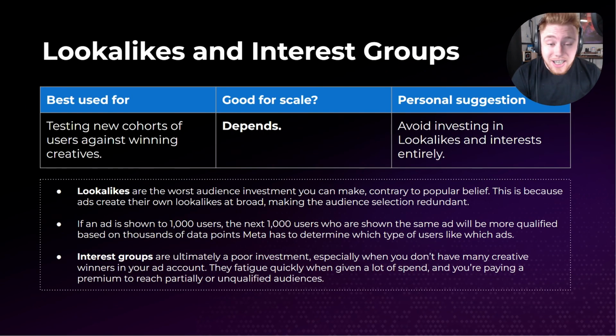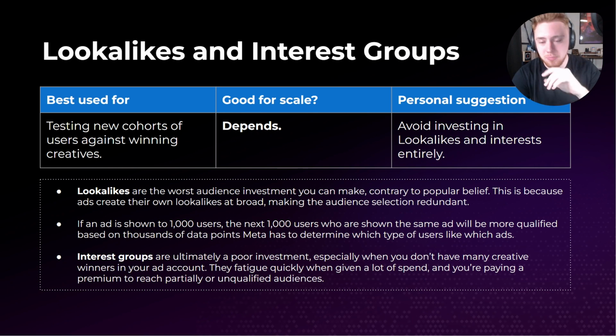Now let's cover lookalikes and interest groups. They're best used for testing new cohorts of users against creatives that have already succeeded at broad. They could be good for scale. It really depends on the selection and how much you're investing in these audiences. And my personal suggestion, I would say it is best to avoid using interests and lookalikes.